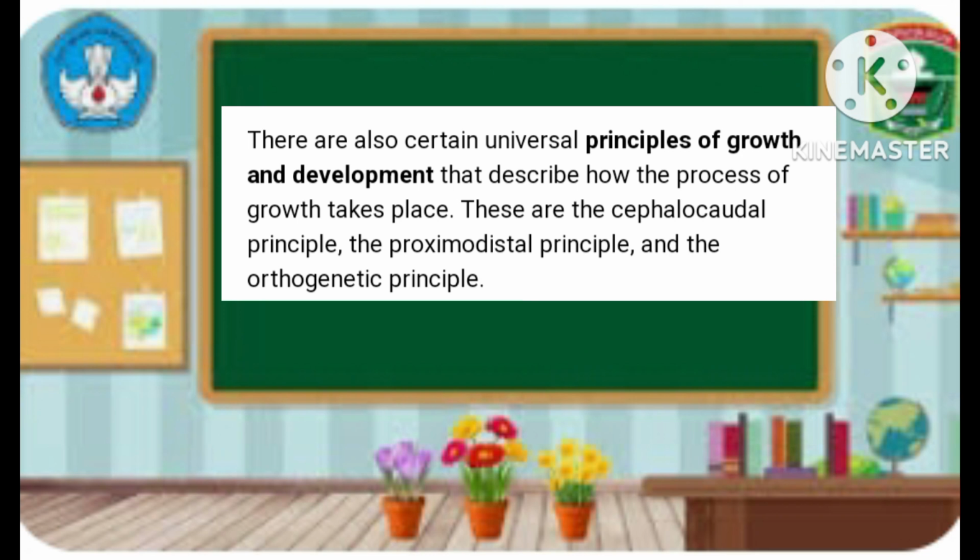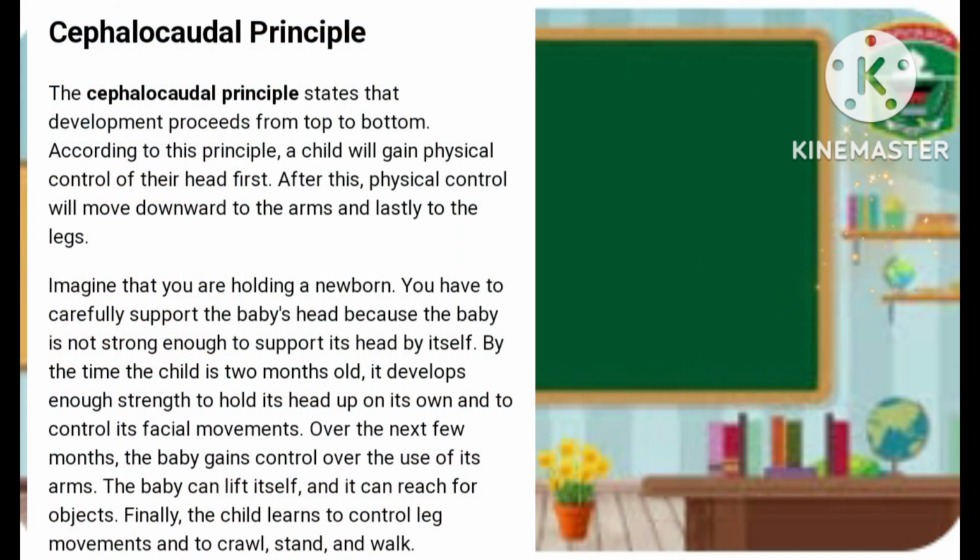There are also certain universal principles of growth and development that describe how the process of growth takes place. These are the cephalocaudal principle, the proximodistal principle, and the orthogenetic principle. The cephalocaudal principle states that development proceeds from top to bottom. According to the principle, a child will gain physical control of the head first. After this, physical control will move downward to the arms and lastly to the legs.